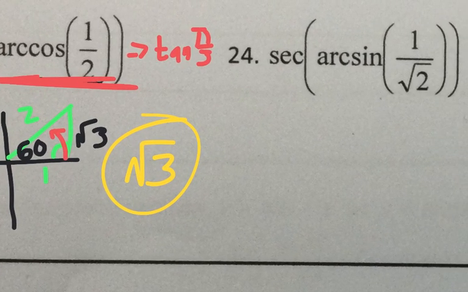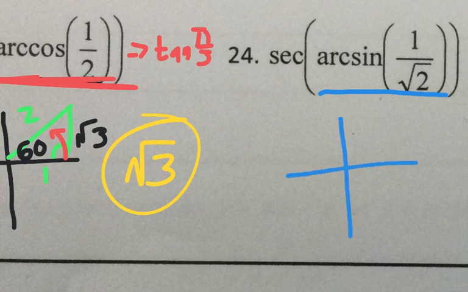Let's look at the next one. The next one is similar. We're going to be finding secant of arc sine of 1 over radical 2. So we start on the inside. Arc sine is defined for quadrants 1 and 4. Because it's positive, I know I'm in the first quadrant. Sine is a ratio of the opposite over the hypotenuse. So what is my central angle? It's a 45-degree angle. It's a 1, 1, radical 2. 45, 45, 90 special right triangle.